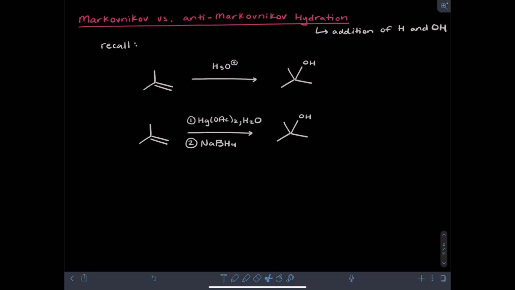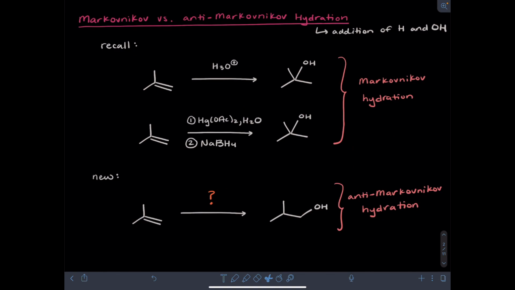Another method of adding H and OH groups is known as oxymercuration-demercuration. This adds the OH group to the more substituted carbon of the alkene, and there is no carbocation formation in this mechanism, so carbocation rearrangements are not possible. For both of these reactions that we've covered so far, these are Markovnikov regioselectivity. The H is added to a less substituted carbon, and the OH group adds to the more substituted carbon.